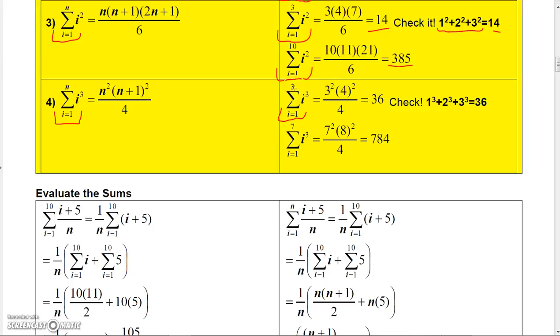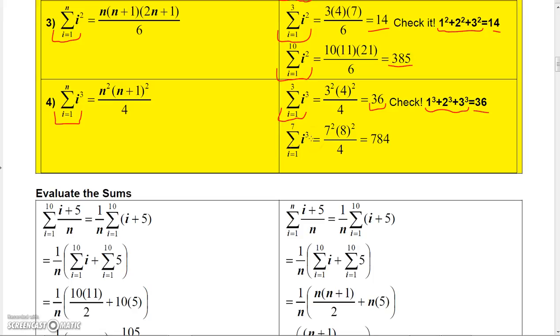So here n is 3, so 3 squared, and then we would add 1 to 3 and square that number, and then multiply the results, and then divide by 4. Well, if you multiply 9 times 16 and divide by 4, you're going to get 36. And again, you can check this by checking to see that 1 cubed plus 2 cubed plus 3 cubed does equal 36.